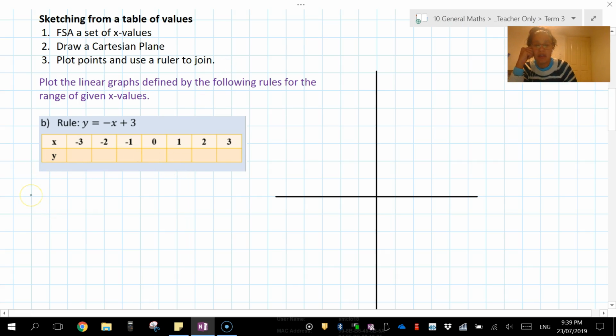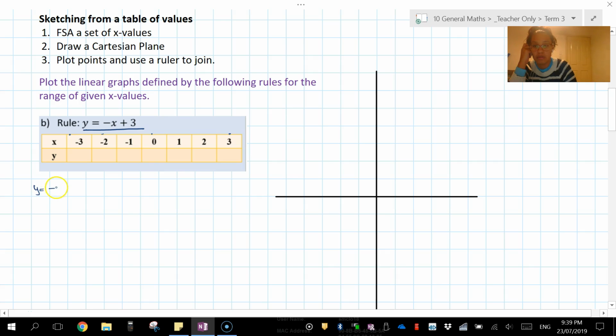So this is your rule here: y equals negative x plus 3. You're going to substitute each one of these numbers in. I'm going to do this one, this one, this one, and this one. You only really need to do 2, but you can do 3 just to make sure that it is a linear equation. So anyway, here we go.